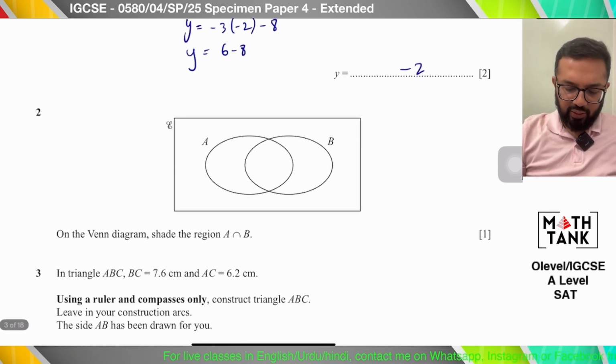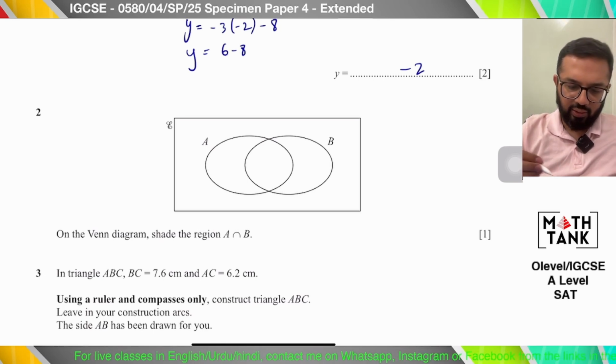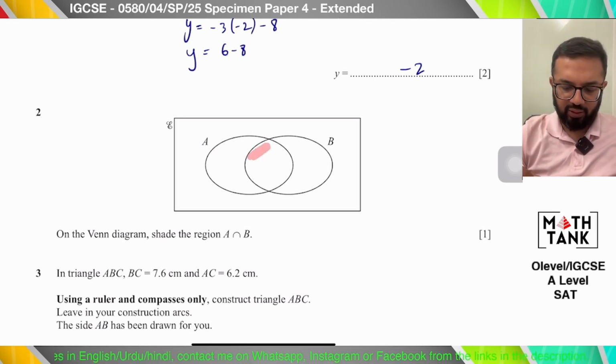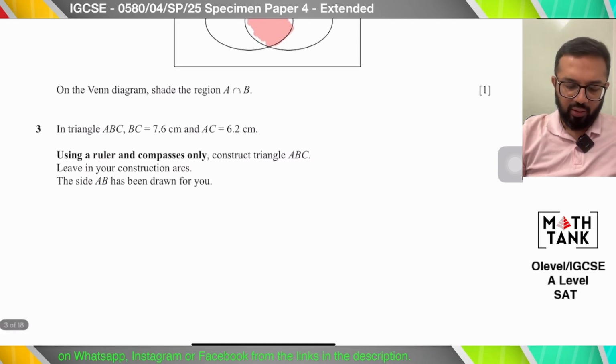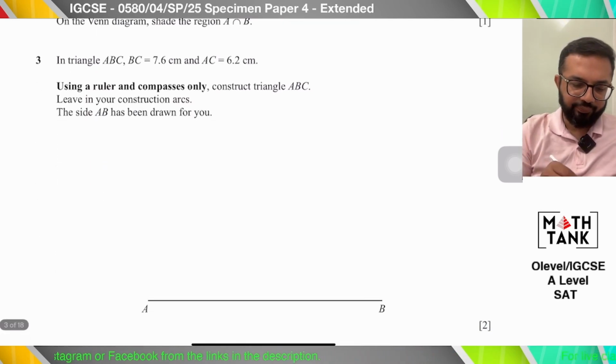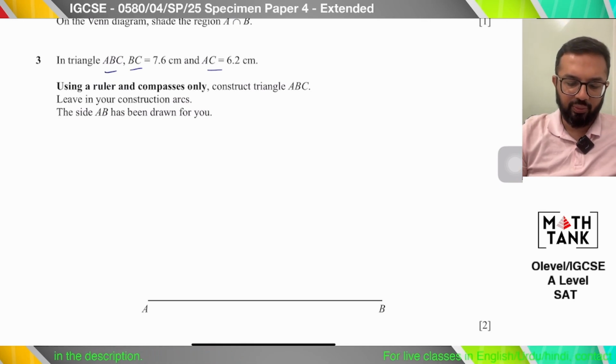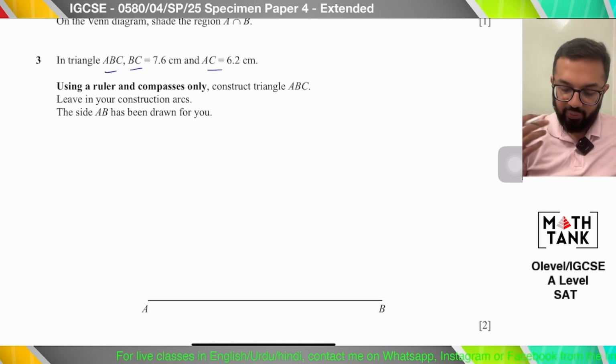Then it says on the Venn diagram, shade the region A intersection B. That's simple. I'll shade this part, A intersection B. Then in triangle ABC, BC is equal to this, AC is equal to that. Using a ruler and compass only, construct triangle ABC. Leave in your construction arcs. The side AB has been drawn for you.